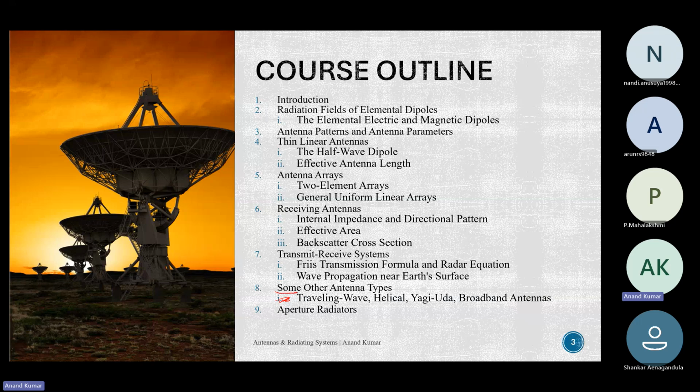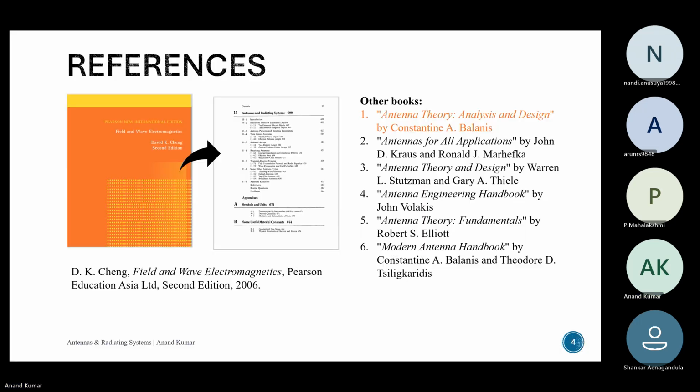So we'll start with some other antenna types today, and we'll cover traveling wave and helical antennas. If this is the textbook, we are here. We'll cover two of the antenna types today, and two of them in the next class, and then we'll look at module 9.